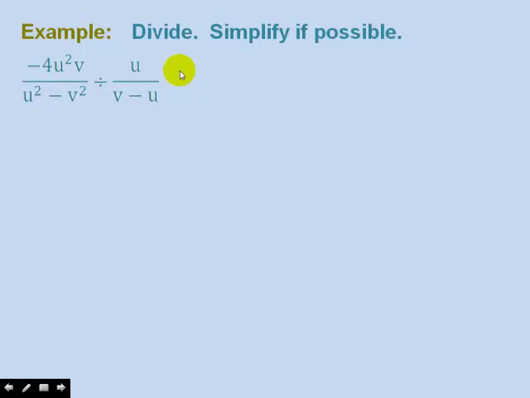All right, here's another example. So again, our first step is to invert our second rational expression. So that makes this a multiplication. And for our second rational expression, we end up with (v minus u) over u.